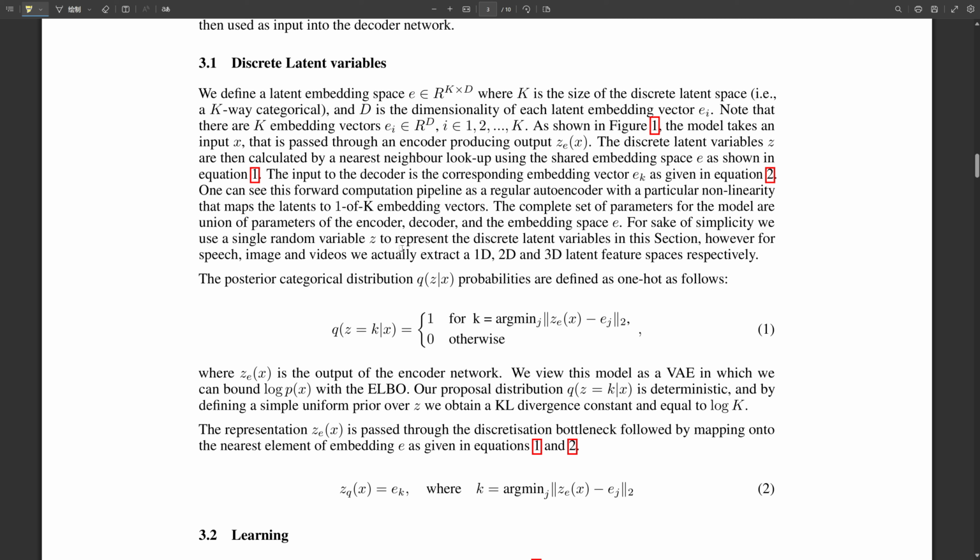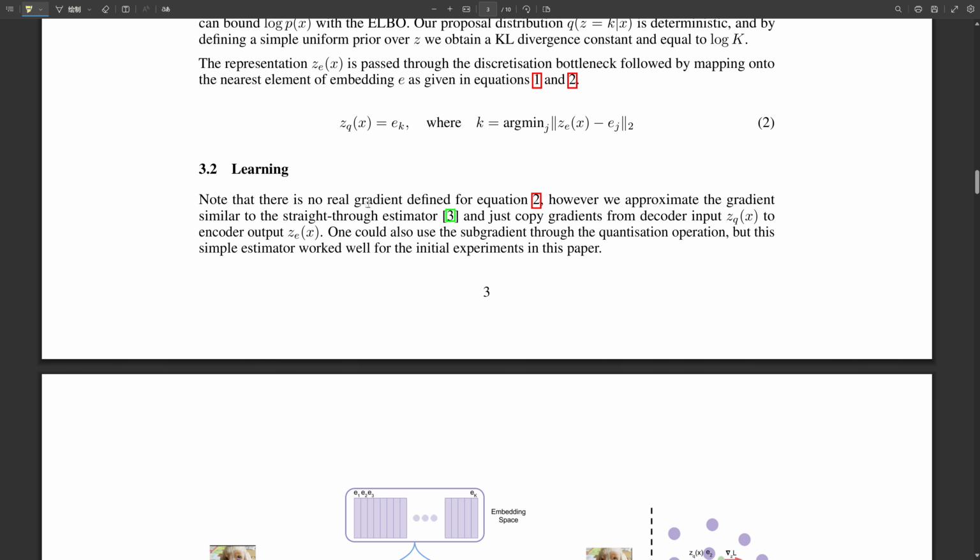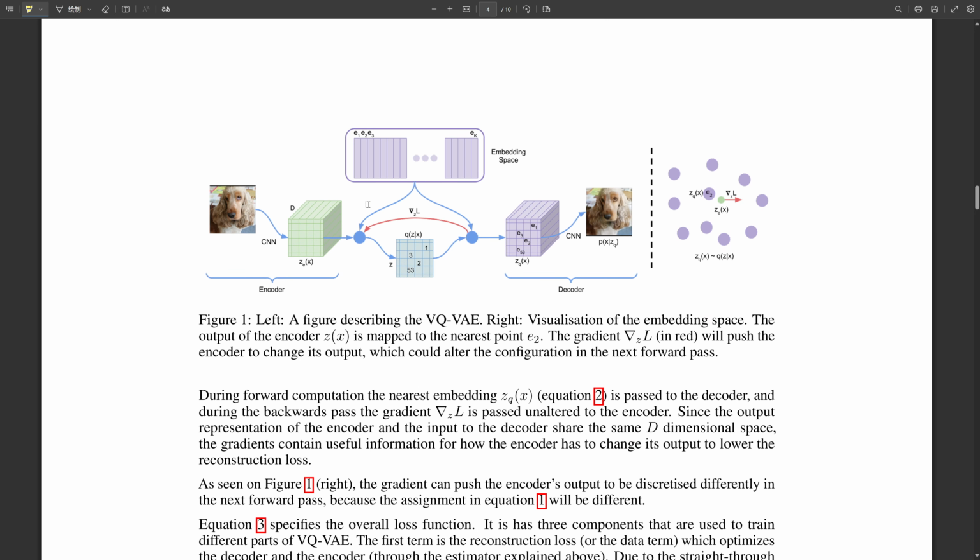So the encoder finds the best match from the codebook, and that becomes the discrete code. Then what happens? How does the decoder use this code to reconstruct the original image? Right. So the decoder takes that closest embedding vector, the one that was picked, and uses it as its input. And from this, it tries to reconstruct the original image.